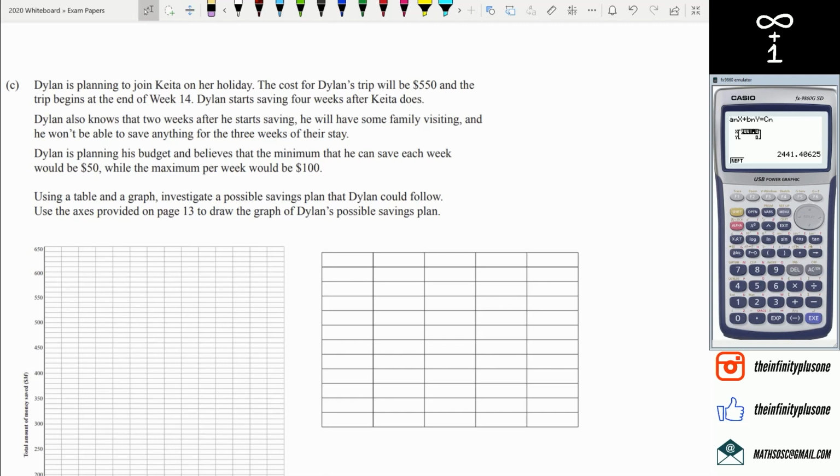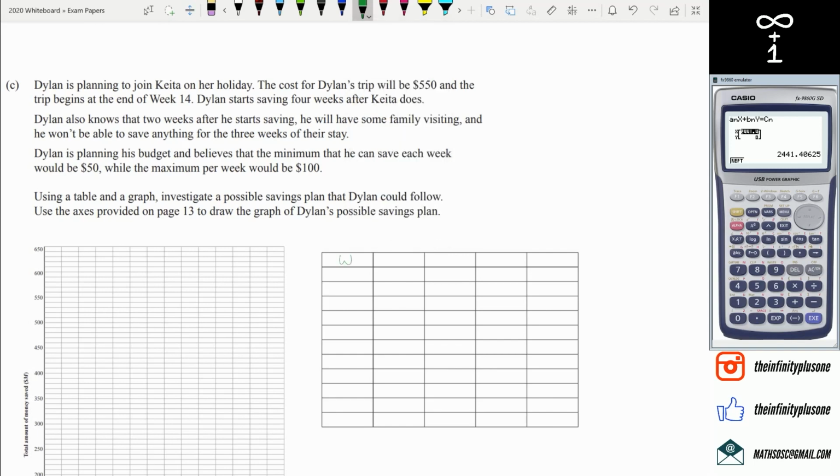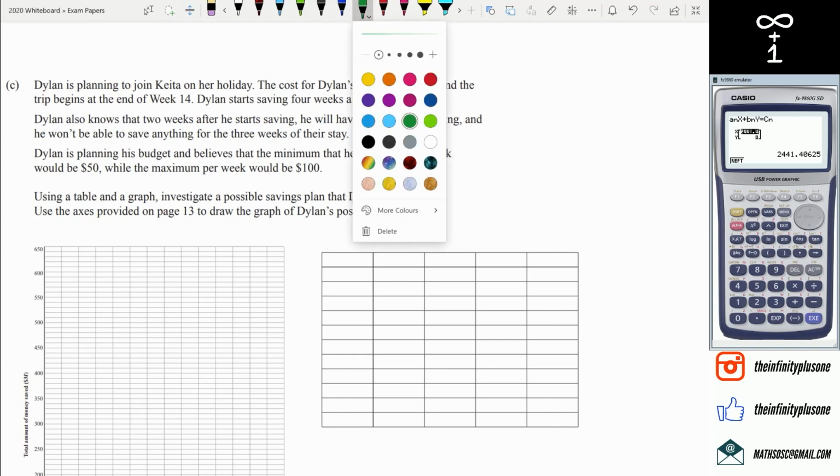So the first thing we're going to do is write down all the weeks. So he starts saving 4 weeks after Keita does. All right. So that means after 4 weeks, he's not getting anything. So we're going to put down in the table, we're going to put down weeks. Let's see.